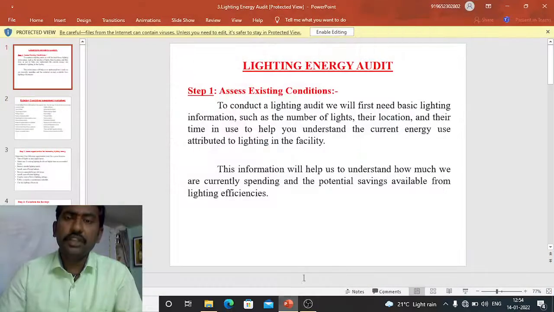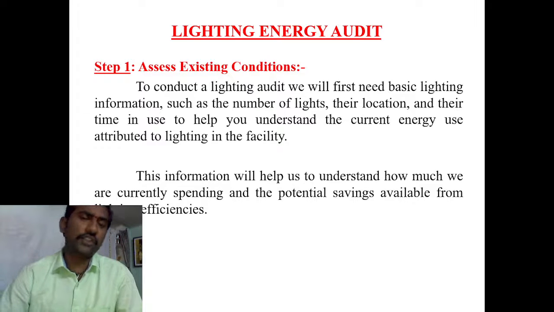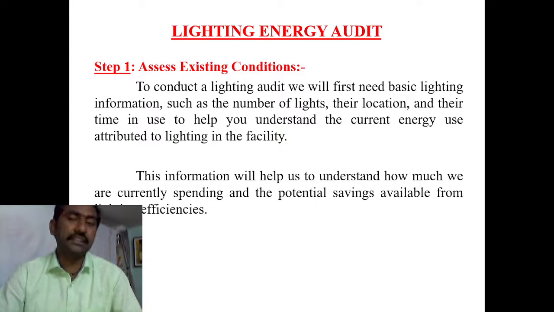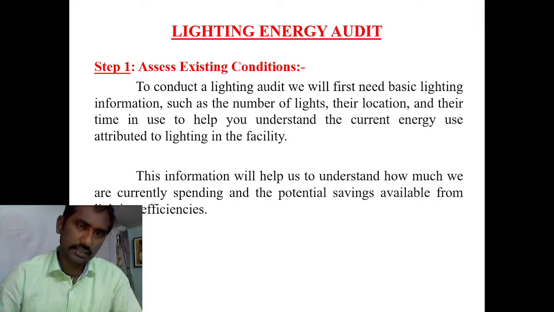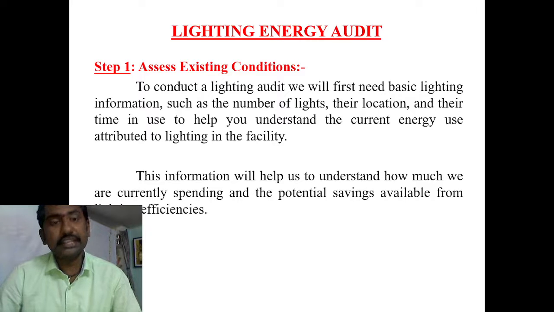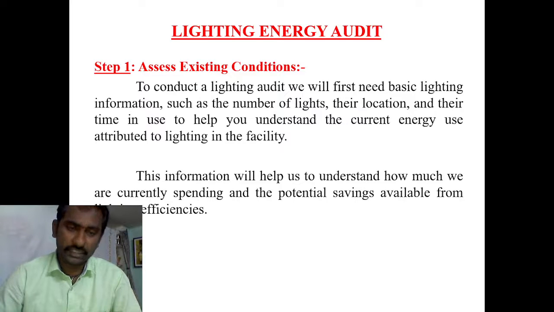And coming to the lighting energy audit, the lighting energy audit can be explained with mainly 4 steps. Under that, the first step is assess the existing conditions. To conduct a lighting audit, we first need the basic lighting information such as the number of lights, their location and their time in use, to help understand the current energy use attributed to lighting in the facility. This information will help us understand how much we are currently spending and the potential savings available from lighting efficiencies.